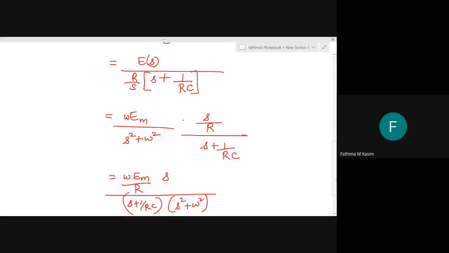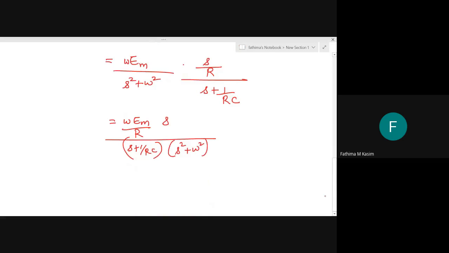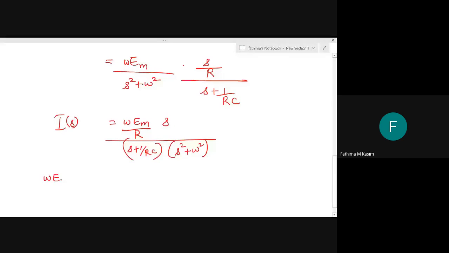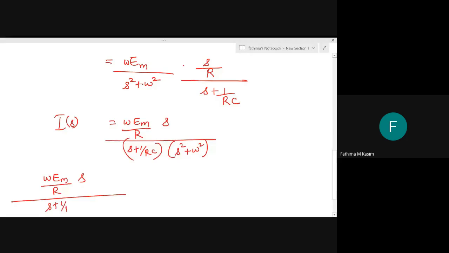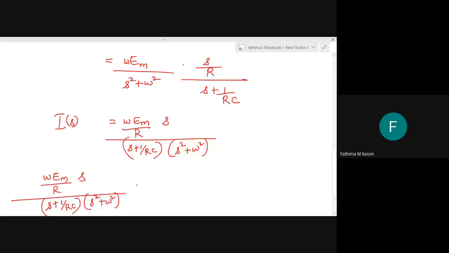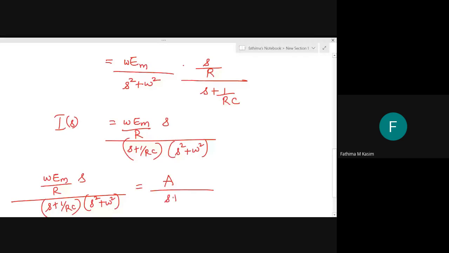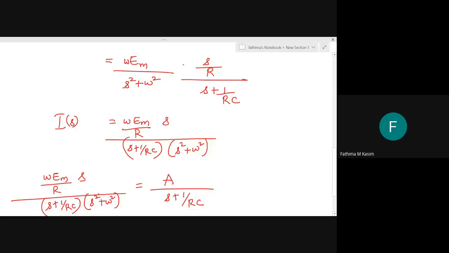Now we have to use the partial fraction expansion. By the partial fraction expansion technique, I of s, omega Em by R into s divided by s plus 1 by RC into s square plus omega square, can be written as A by s plus 1 by RC, and this is having complex roots, so this can be written as Bs plus C.